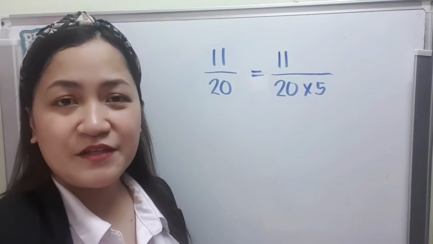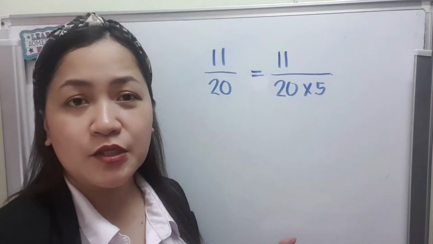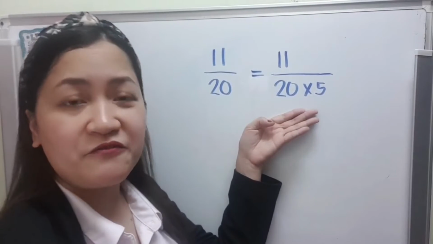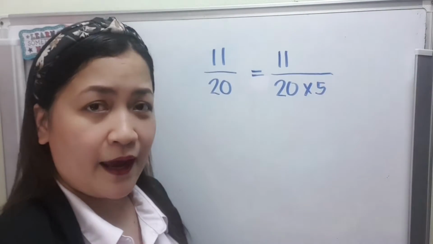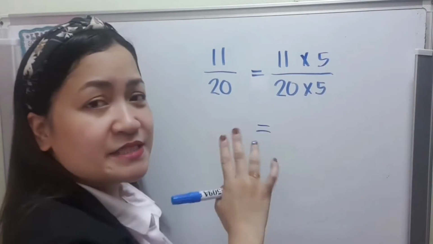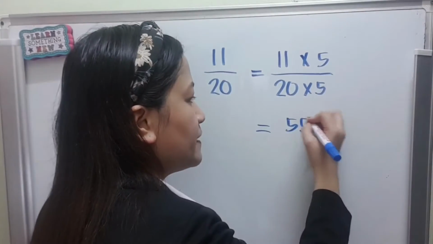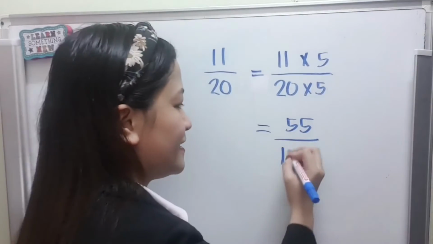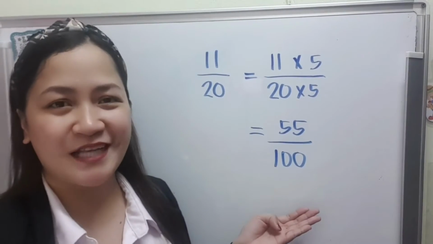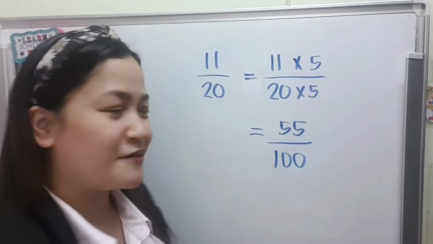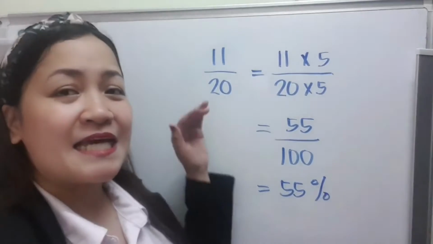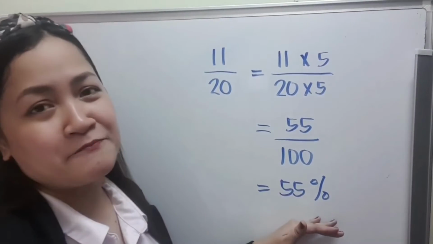And when we make equivalent ratios, whatever we do with our denominator, we should also do it with our numerator. So since we multiply the denominator by 5, that means we will also multiply our numerator by 5. That gives us 11 times 5 is 55, and 20 times 5 is 100. So it is now 55 over 100 or 55 out of 100. And 55 out of 100 is 55%. So that means 11 over 20 is 55%.